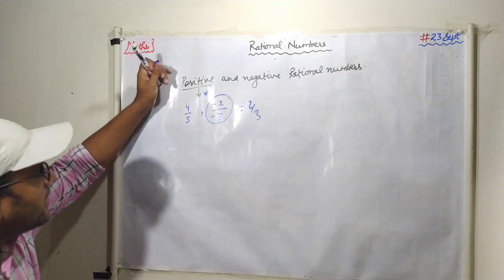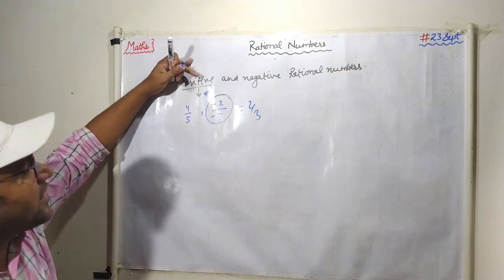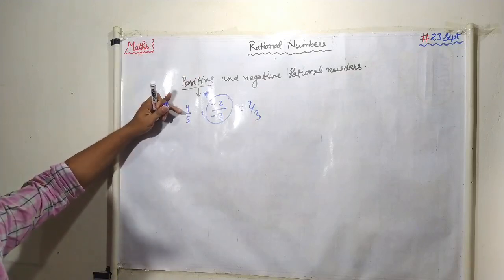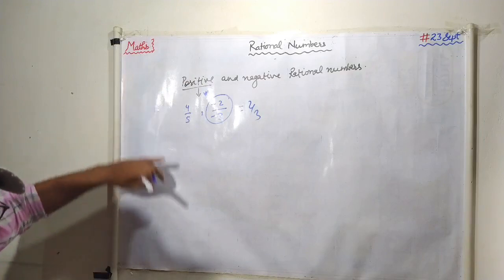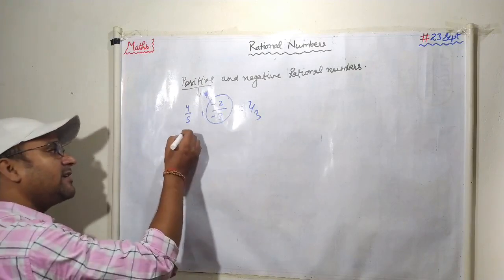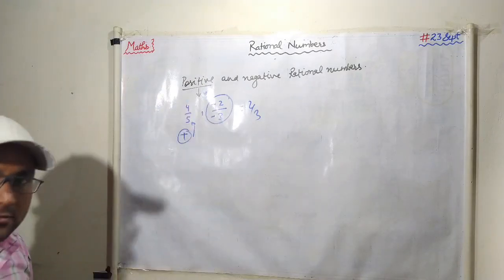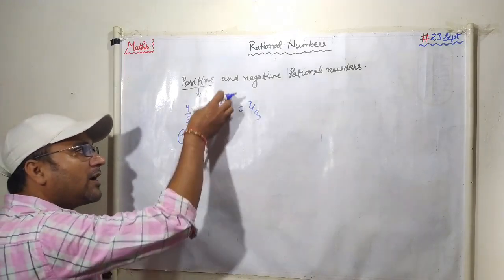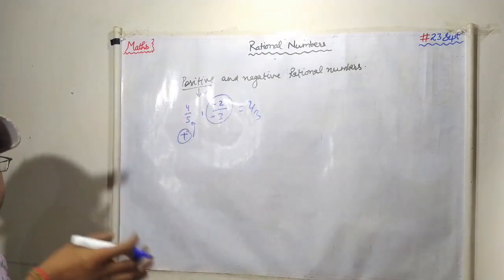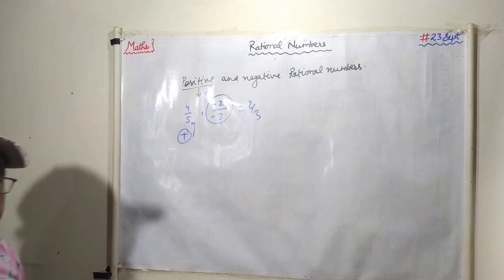Okay, so a positive rational number: if both numerator and denominator have a plus sign, then it is a positive rational number. Or if both have a negative sign, then it is also a positive rational number.